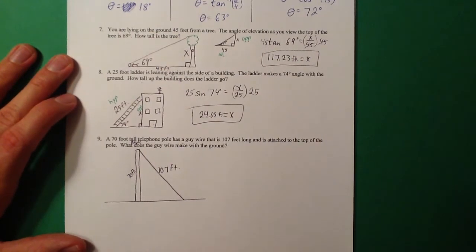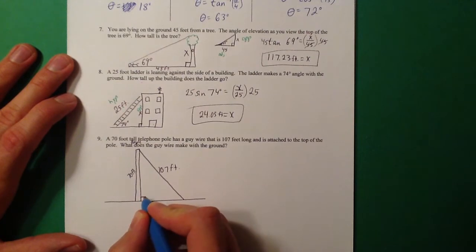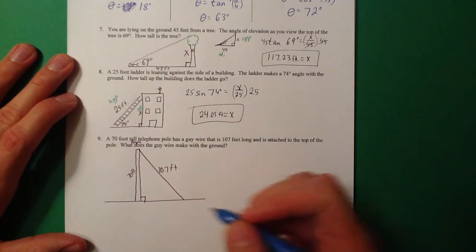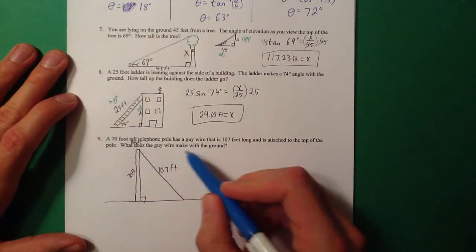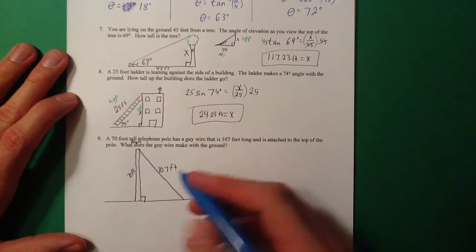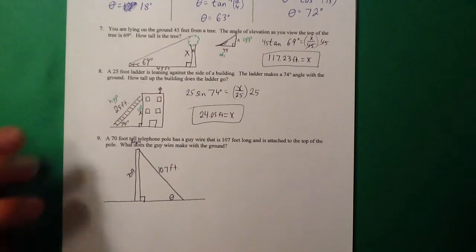So it's asking for the angle. Well, before we even address that, let's talk about the fact that this pole is not leaning because it has a guy wire. And that makes this a right angle. What angle does the guy wire make with the ground? Is that here? No. Is that here? Yeah, clearly. All right. Let's go.